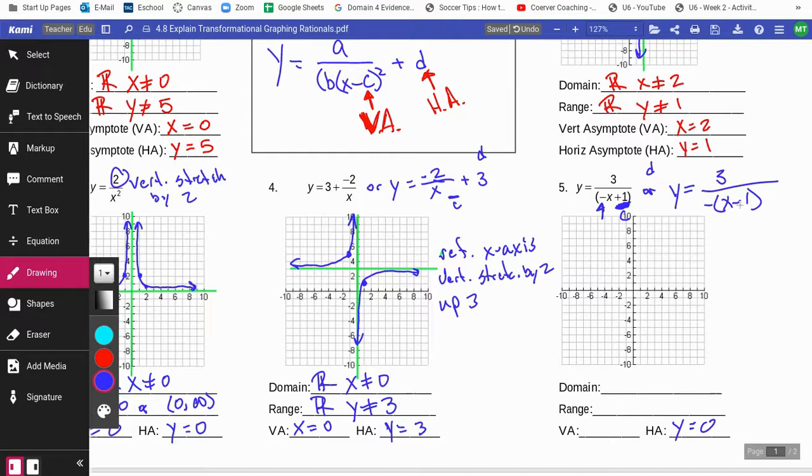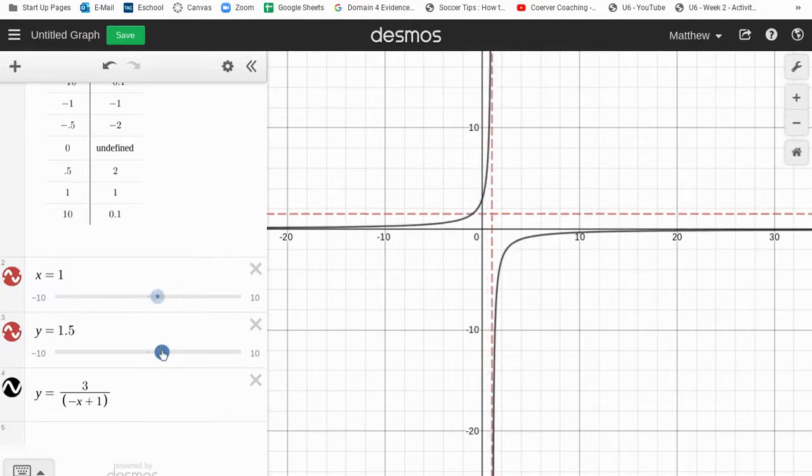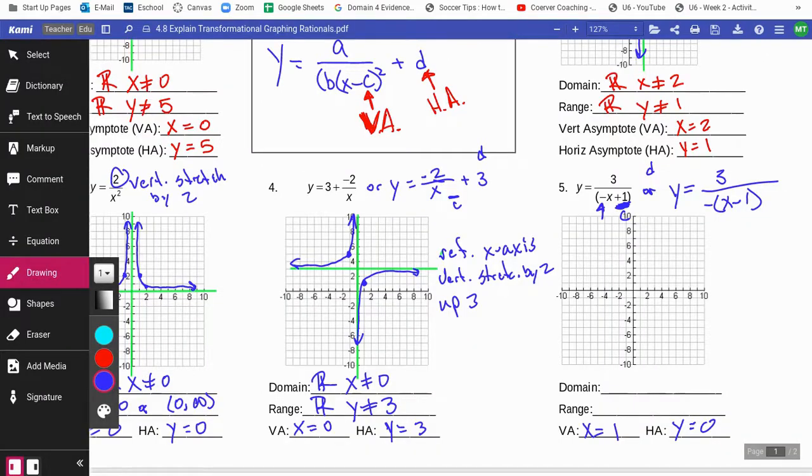So this is the C value. So now we have x minus 1. So this says it's going to shift right 1. So my VA is x equals a positive 1. Okay, and if you struggle with this, again, when I plug this equation into Desmos, you can see that my VA shifted over to a positive 1. Okay, and now my HA looks like it's 0. Okay, so always check with Desmos.